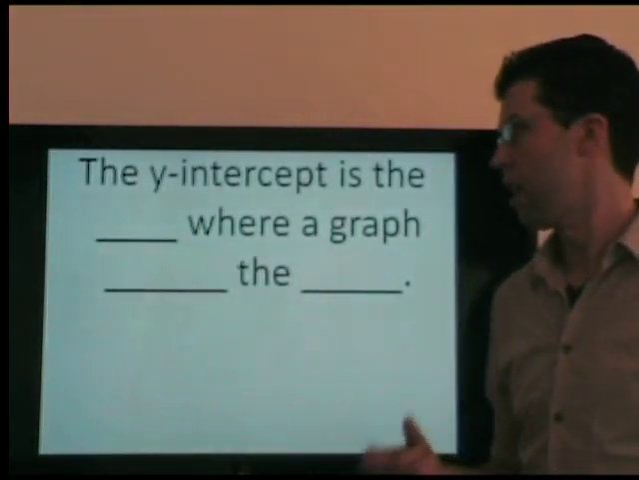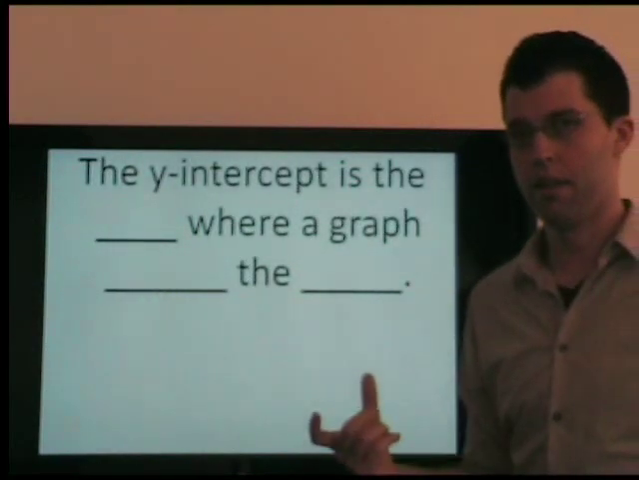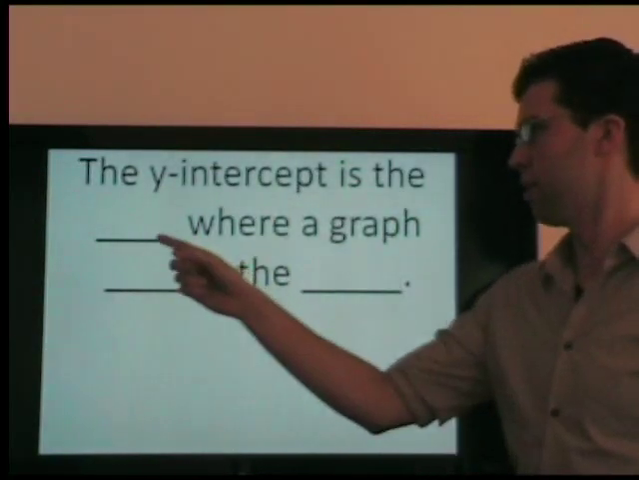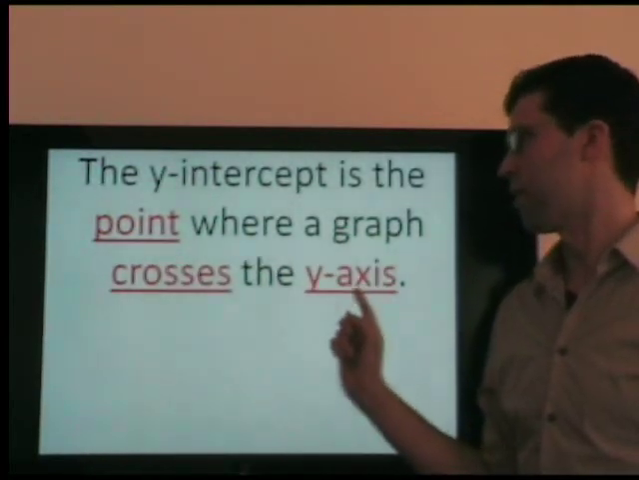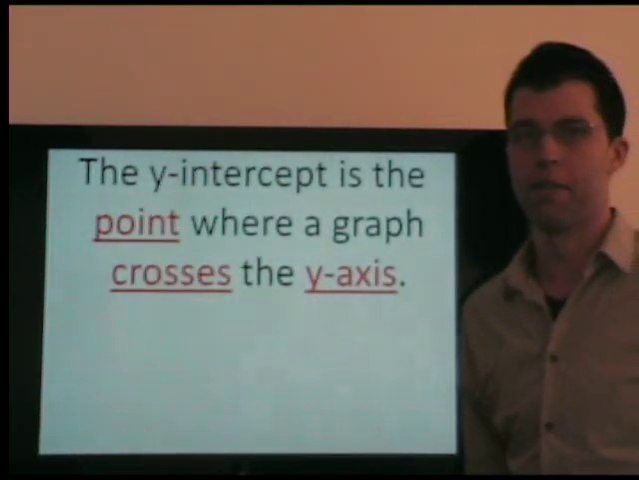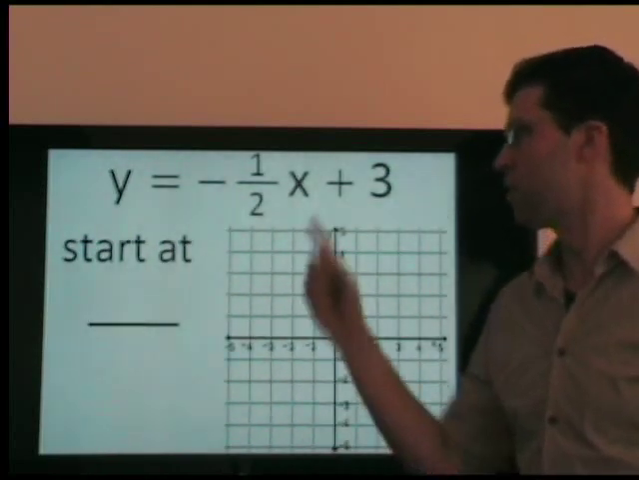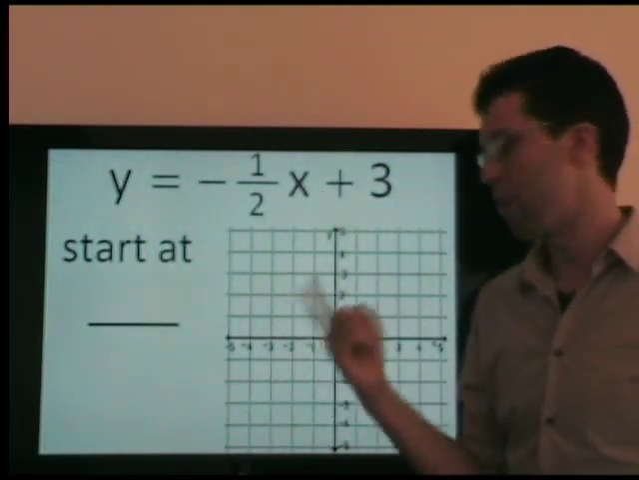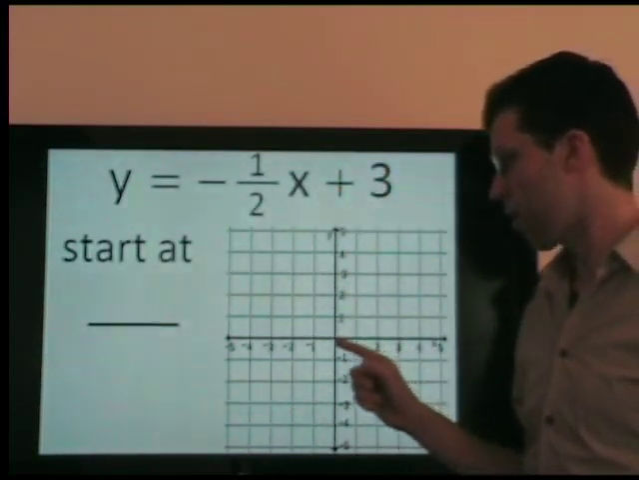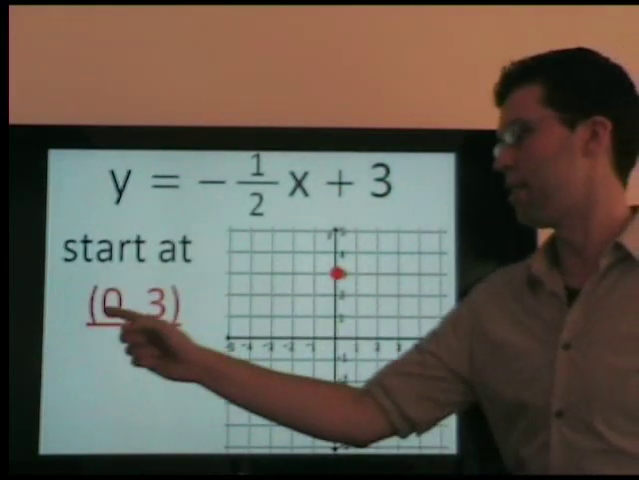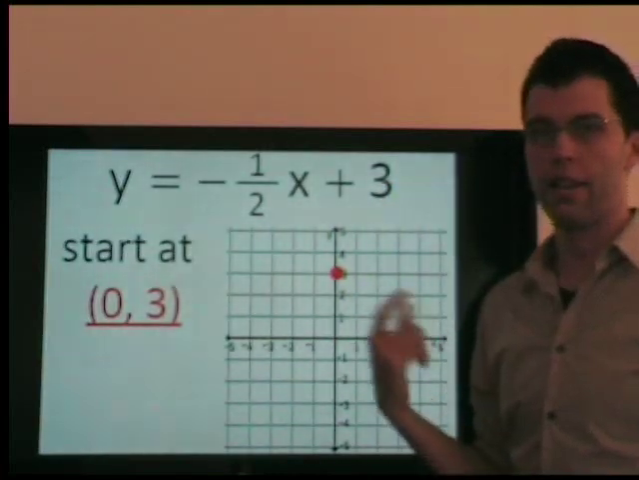Just to be clear, this point that we're talking about, 0, b, is called the y-intercept. It's the point where a graph crosses the y-axis. So y-intercept, y-axis. With that in mind, let's graph this equation. Where do we start? Before, we started at 0, 0, but now we're adding 3. So we're starting 3 up from there. We're starting at 0, 3, the y-intercept.